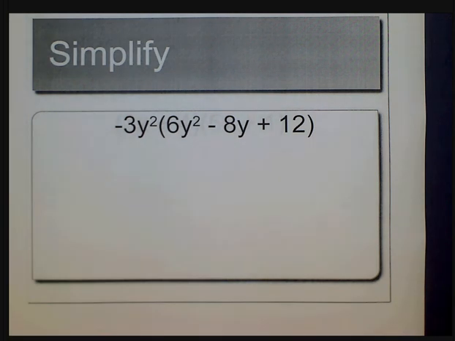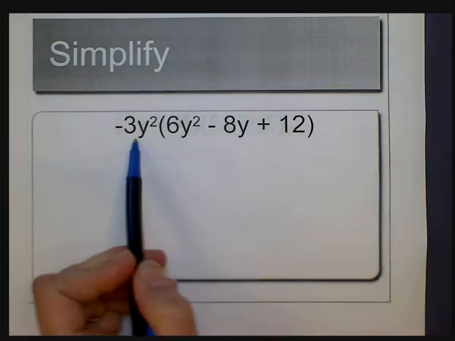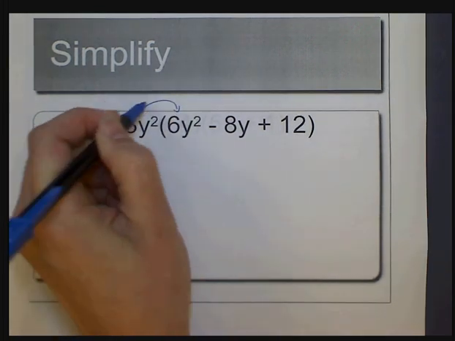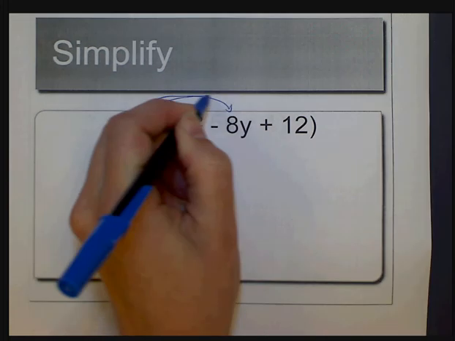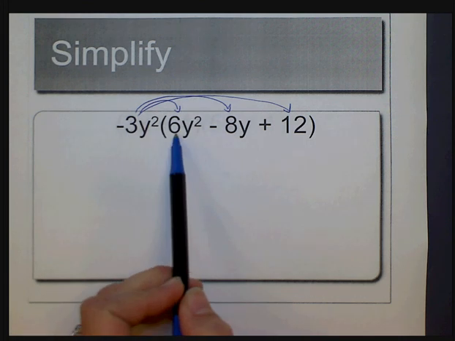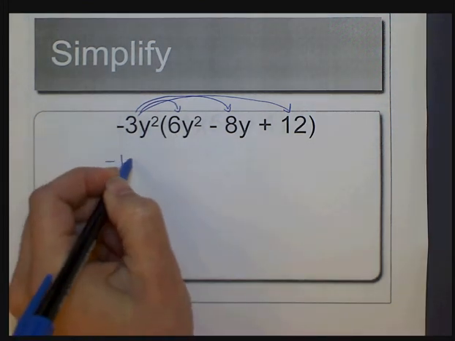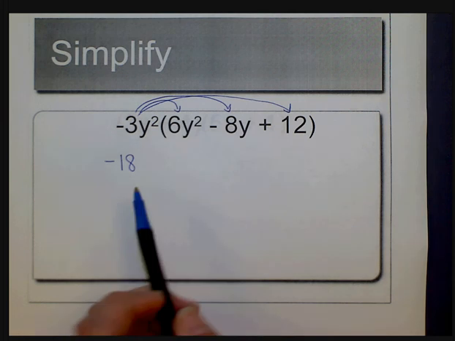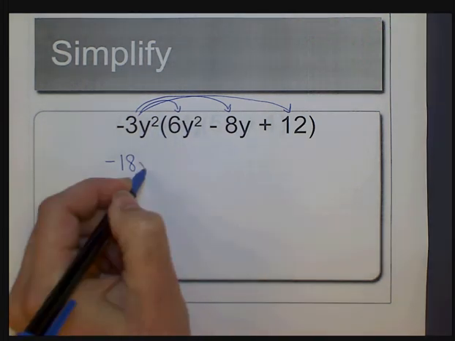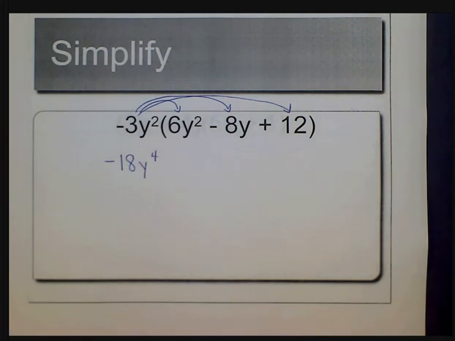Alright, example 2. I have a monomial times a trinomial. So I'm going to multiply negative 3y squared to all the terms inside the trinomial. I multiply the numbers, negative 3 times 6, which gives me a negative 18. And I multiply the variables, y squared times y squared, add the exponents, I get y to the 4th.